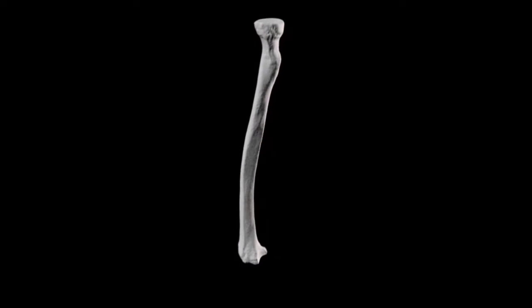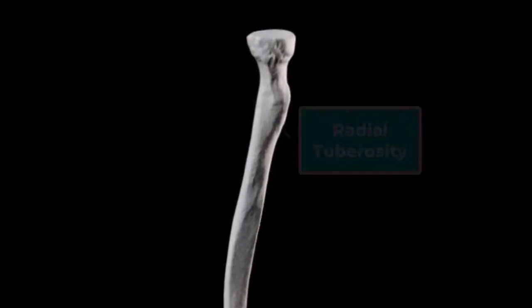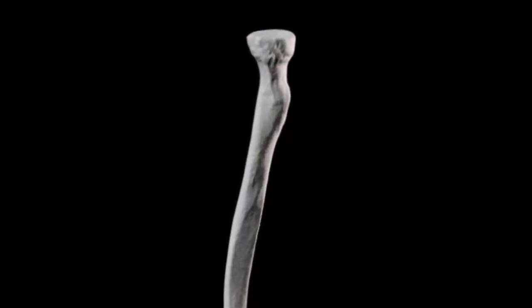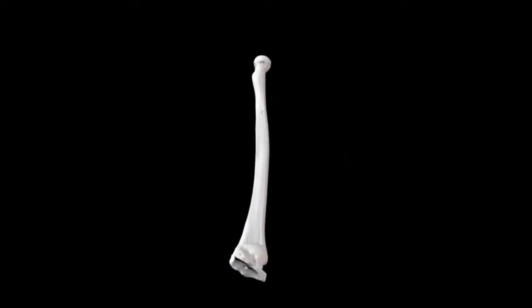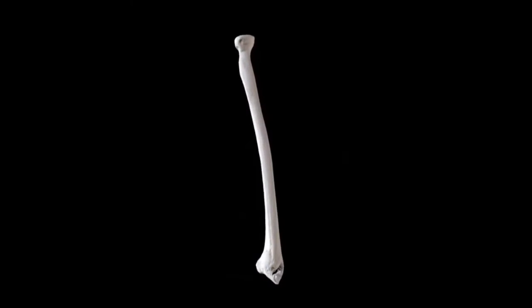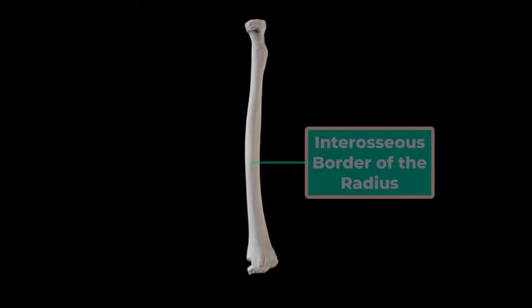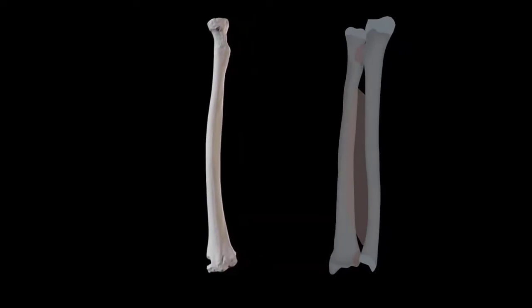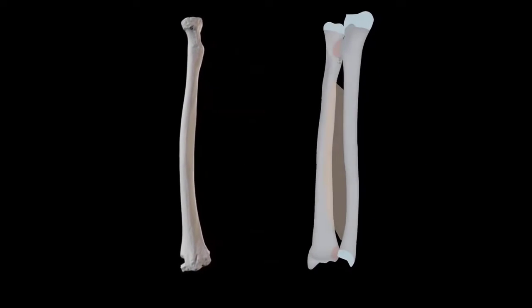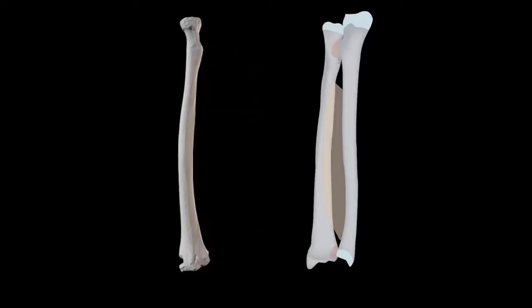Inferior to this point, on the medial side, is the radial tuberosity, which is an oval-shaped bony protuberance that serves as muscle attachment points. The shaft of the radius is slightly curved and has a small ridge along its medial side. This ridge forms the interosseous border of the radius, which is the line of attachment for the interosseous membrane that unites the two forearm bones.